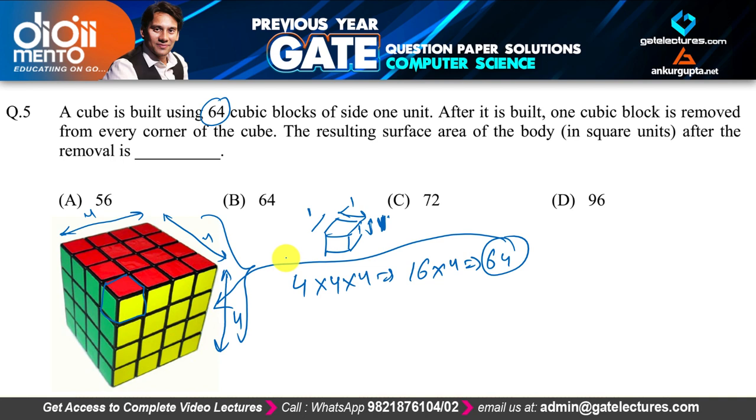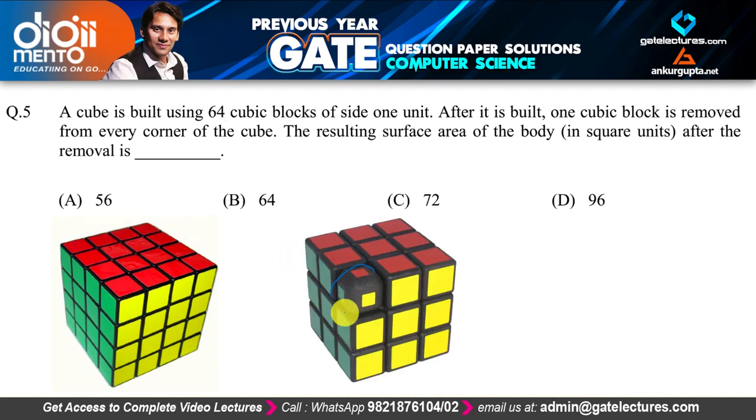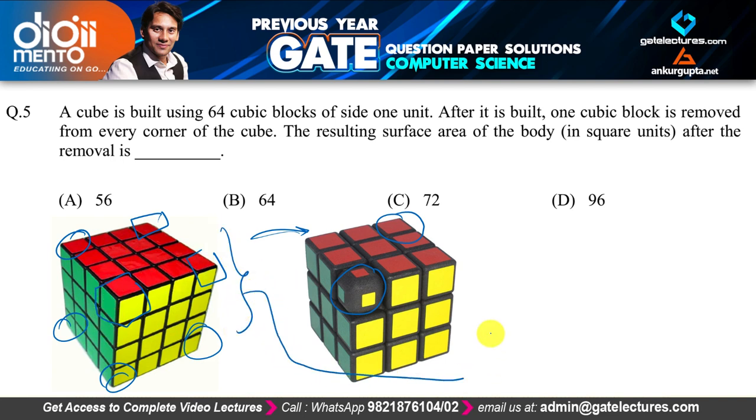Okay, now they are saying that from every corner we have removed one cube. That is just an example. So from here they have removed one cube, from here they have removed one cube, and in every corner they have removed one cube. Now what is the change in the surface area? So you can see, what is the original surface area of this? The surface area of a cube is 6 into side square.